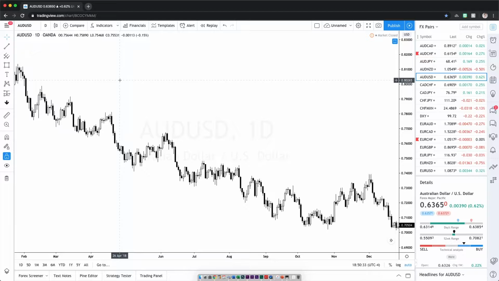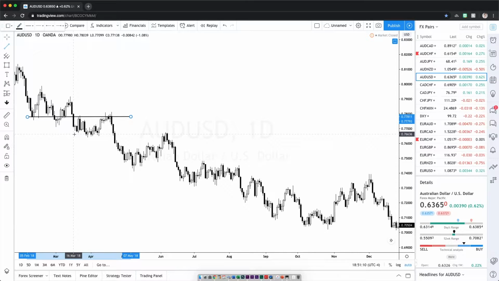So here we have the Aussie dollar on the daily chart. As you can see, we are currently in a downtrend. And now let's plot some support and resistance lines. So if we take our line tool here, we can draw a line through there. As you can see, we had support, kind of broke through here, but it did go up. We had resistance here, and then price fell.